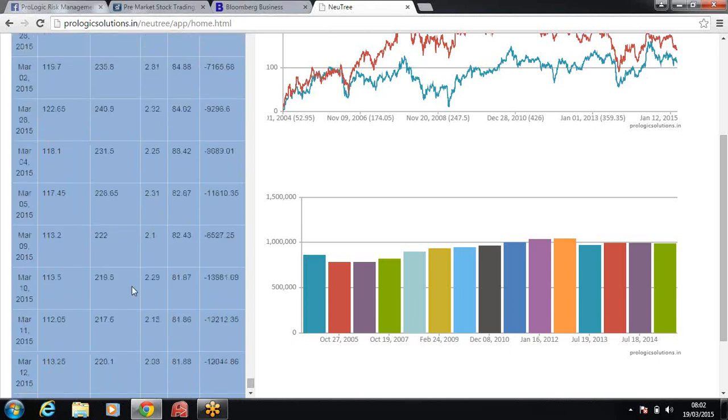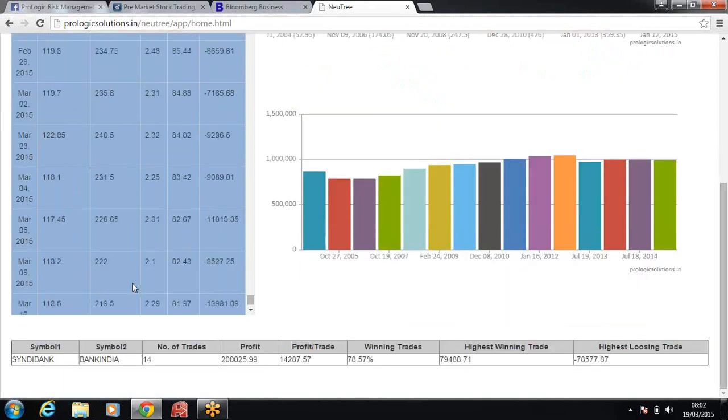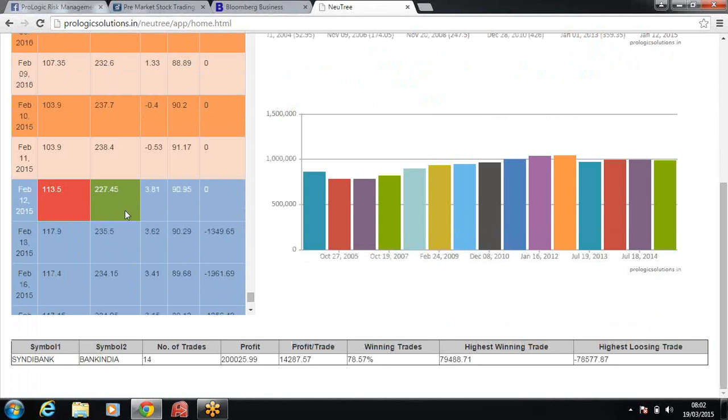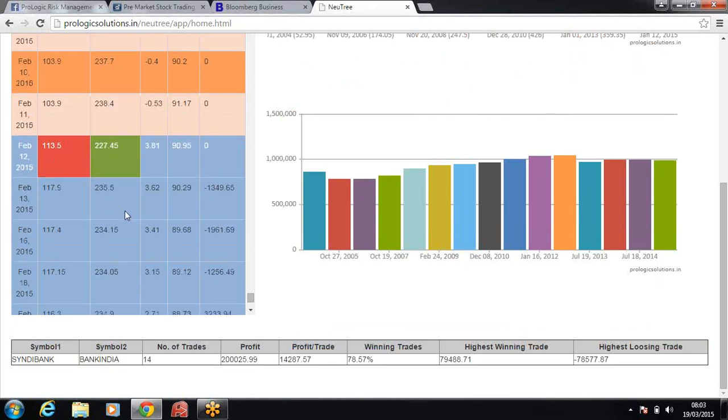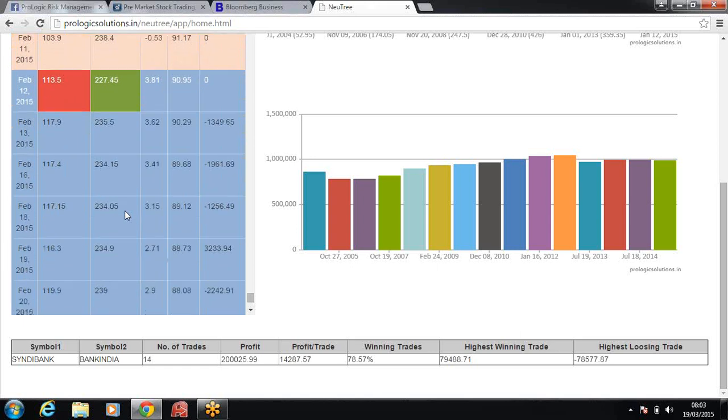And so this call got generated on Feb 12th. 3.81 is the z-score. Now that's a very high z-score. In case it falls to at least 3, that will be a very good profit. Here it went to 2.71. That's around 3,200 profit.